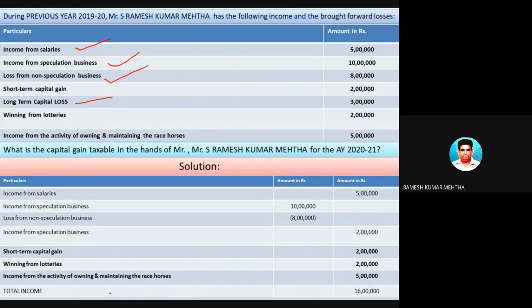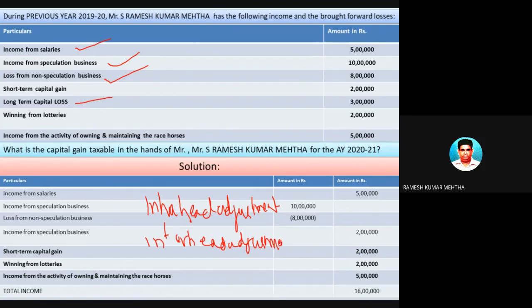So let's solve the problem by following step 1, step 2, and step 3. Step 1 is intra head adjustments within the same source of income, adjustment or set off. Number 2, inter head adjustments if required. Inter head adjustments means set off against different incomes as per the rules and regulations of set off and carry forward of losses. And if required, there is no question of set off or carry forward of losses, because this problem doesn't have any carry forward of losses. So let's solve the problem.